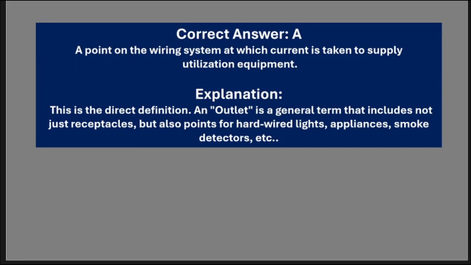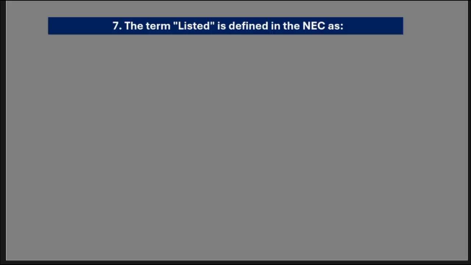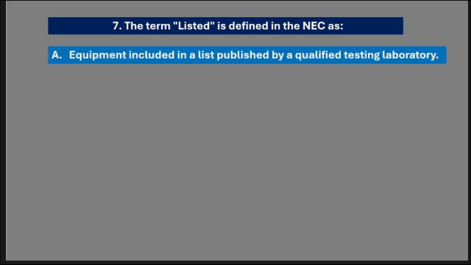Correct answer A. A point on the wiring system at which the current is taken to supply utilization equipment. Explanation. This is the direct definition. An outlet is a general term that includes not just receptacles but also points of hardwired lights, appliances, smoke detectors, etc. Number 7. The term listed is defined in the National Electrical Code as A.